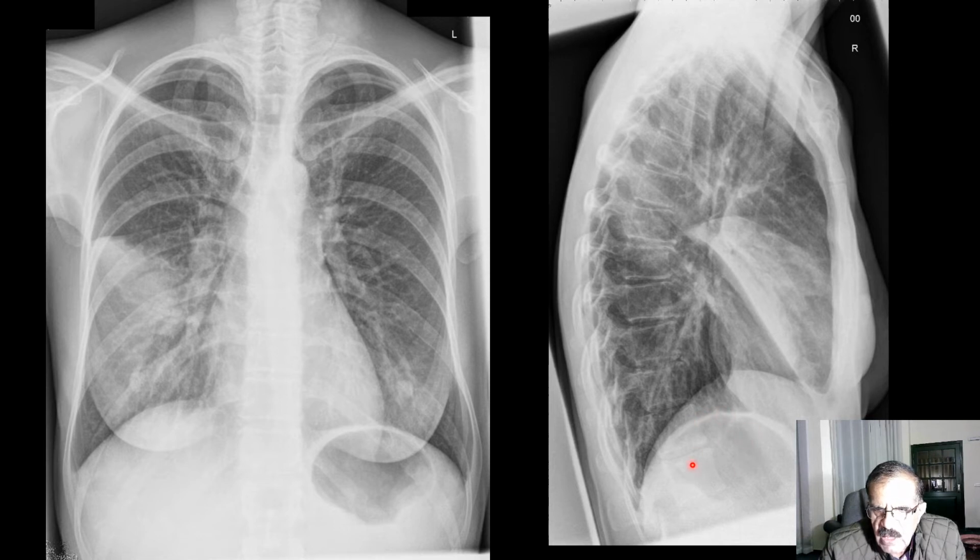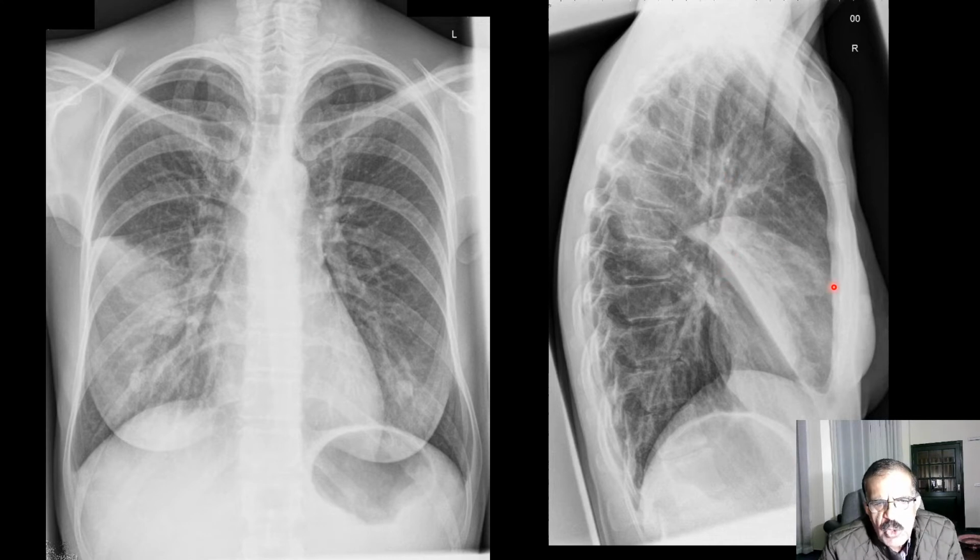Also you can identify the gastric bubble here, which is present here also. So this is relatively easy. Right middle lobe consolidation or pneumonia, particularly easy because we have the right lateral film.